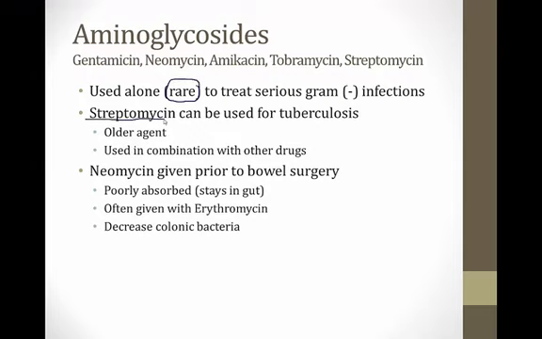Streptomycin can be used to treat tuberculosis. It's an older agent. In fact, it was the first anti-tuberculosis drug ever developed. Nowadays, it's used in combination with other drugs for multi-drug therapy of tuberculosis. Neomycin is sometimes given prior to bowel surgery. It's poorly absorbed, so it stays in the gut. It's often given with a macrolide called erythromycin, and the two of these together decrease colonic bacteria so that patients are less likely to get an infection after their bowel operation.